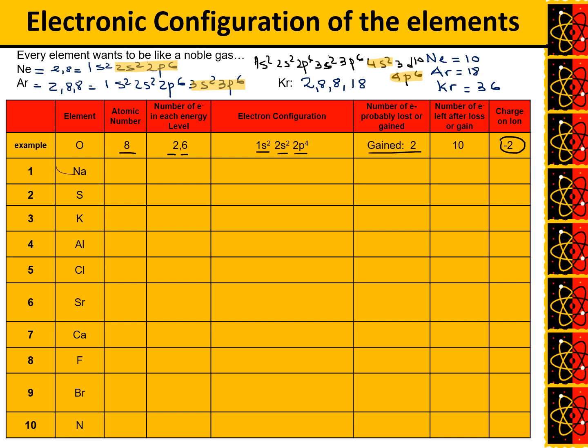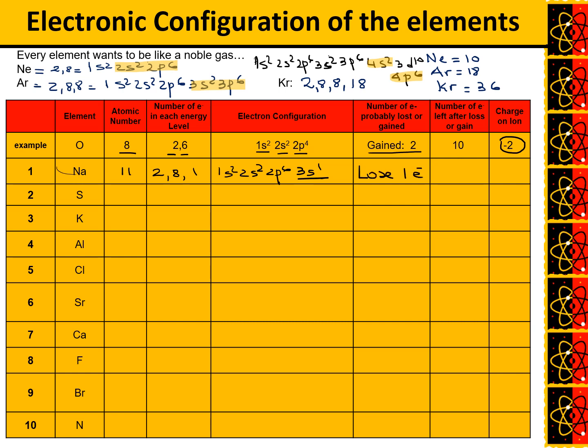In the particular case of sodium, the atomic number is 11. So it's going to have 2, 8, and 1. So the electronic configuration is going to be 1s2, 2s2, 2p6, 3s1. This extra electron is bothering the sodium. If it loses just that electron, it's going to have, again, the electronic configuration of neon. So it's going to lose 1 electron.